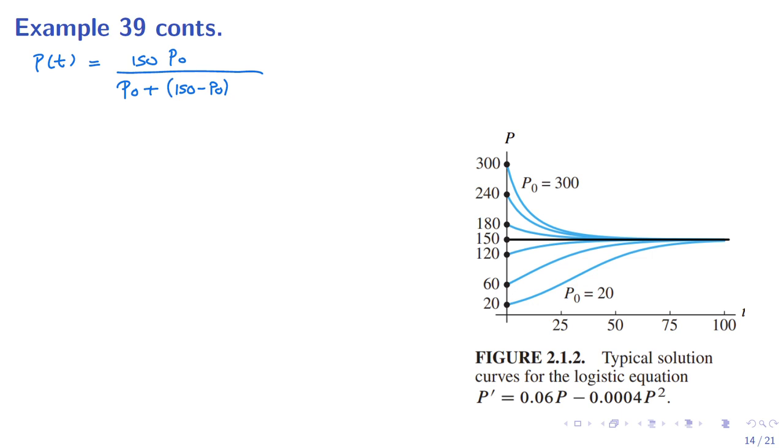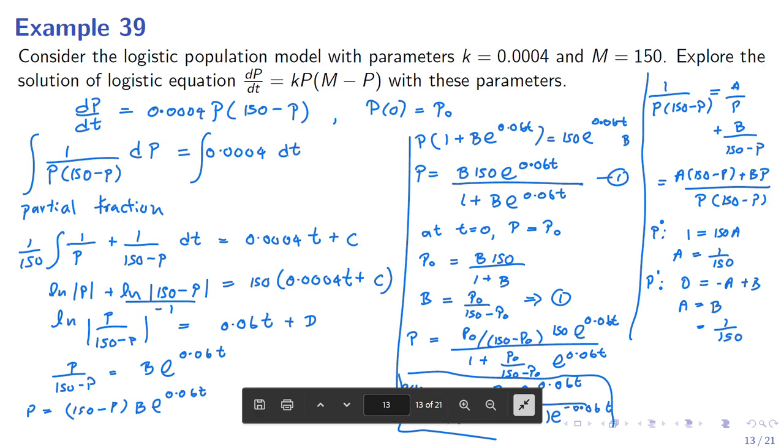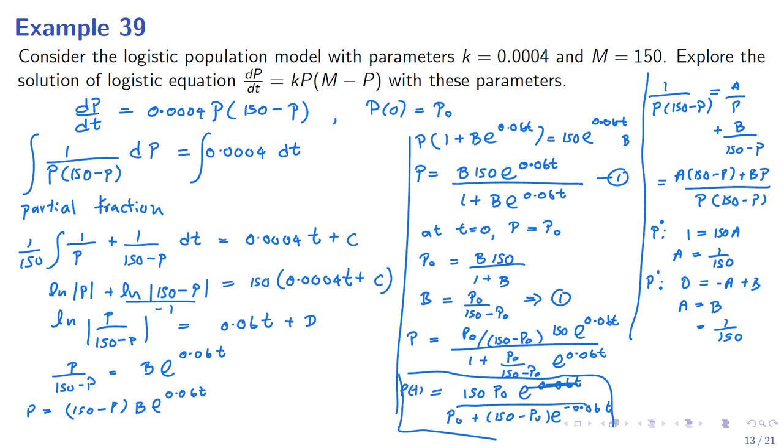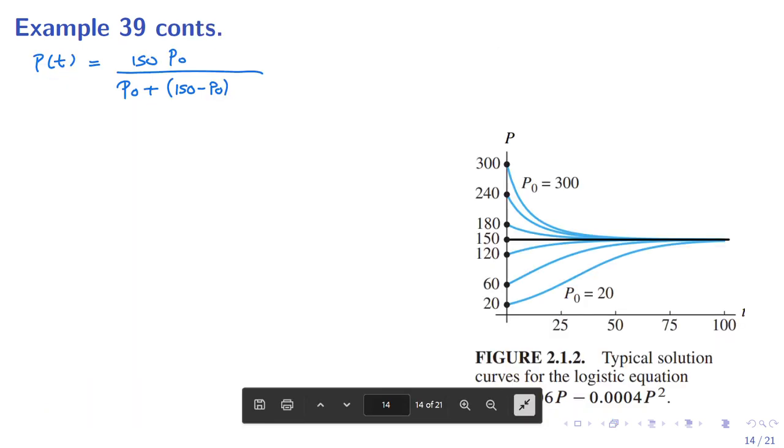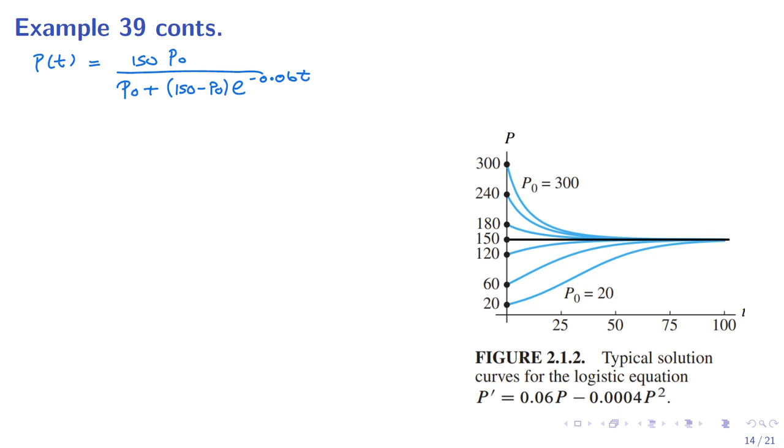Oh, I think in the previous slide I made a mistake. Here we don't have this exponential term in the numerator, because I have divided by that term. So it is e to the negative 0.06 t. Okay, so this is our final answer.